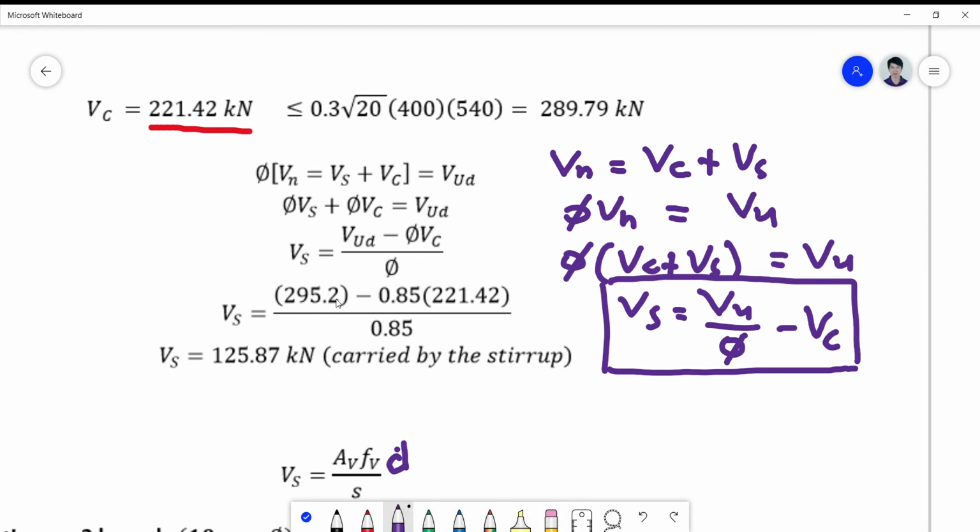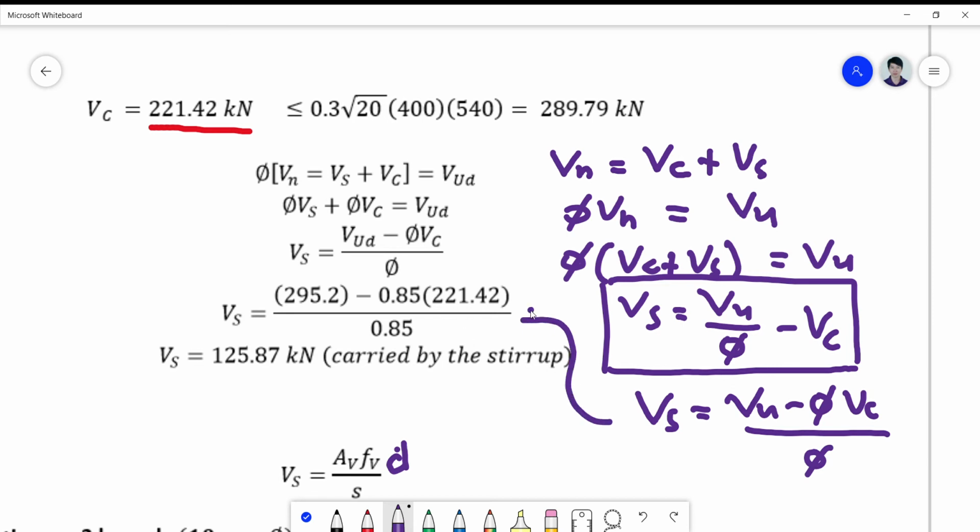If you compute it now, 295.2 over phi. This can be rewritten by simply letting phi Vc there and then all over phi, which is this formula here, or you can use directly this one here. So this is 295.2 Vu minus 0.85 times Vc, which is 221.42 there. Your phi for shear is fixed at 0.85 if not given.